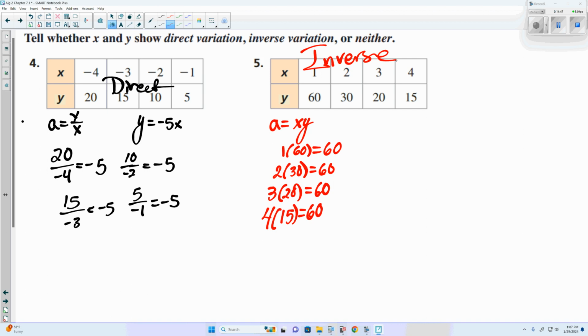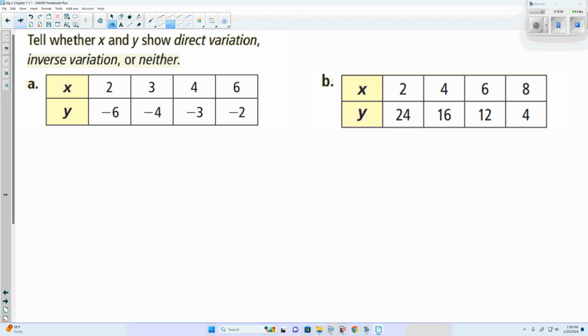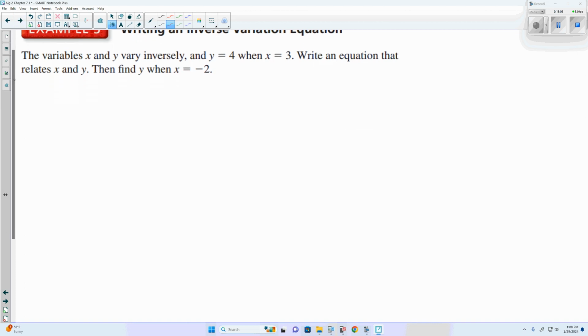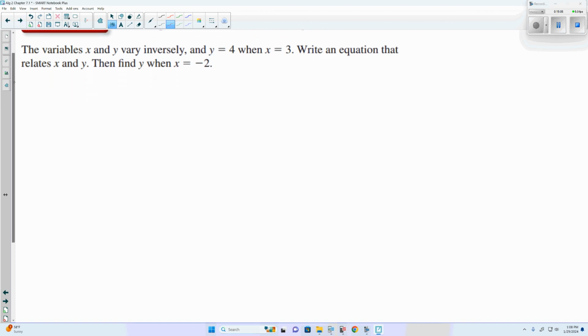So this one would be inverse. Questions on these here? Do we need to see another example of one of these? So we're good with these two? We'll have to do the homework.